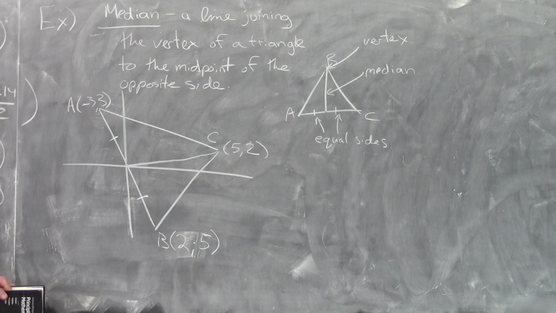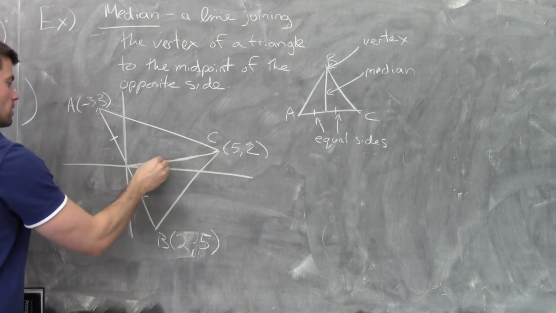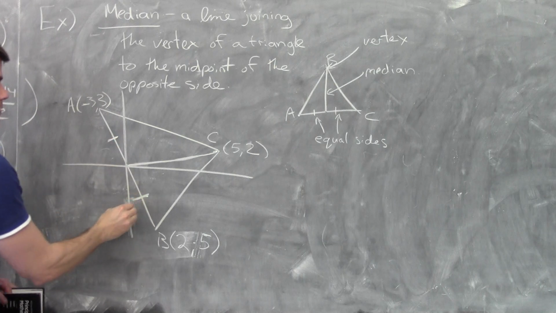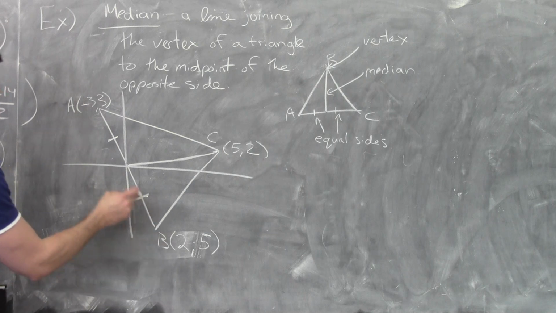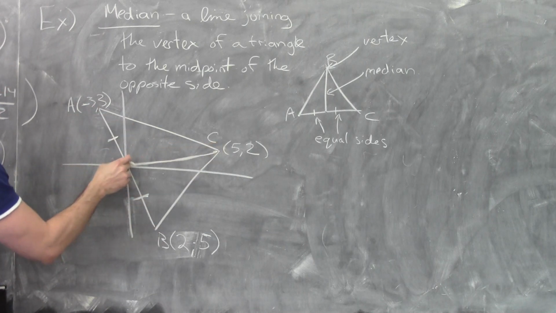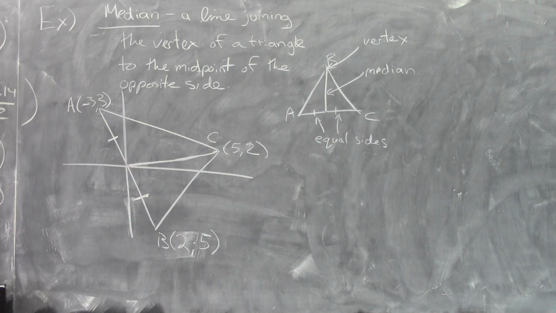Okay? See that? A median is just dropping down from the vertex to the opposite side, where the opposite side is divided into two equal line segments. So the first thing we want to do is, we know that the median divides this line into two equal line segments. We also know that the midpoint divides this line into two equal line segments, by definition.